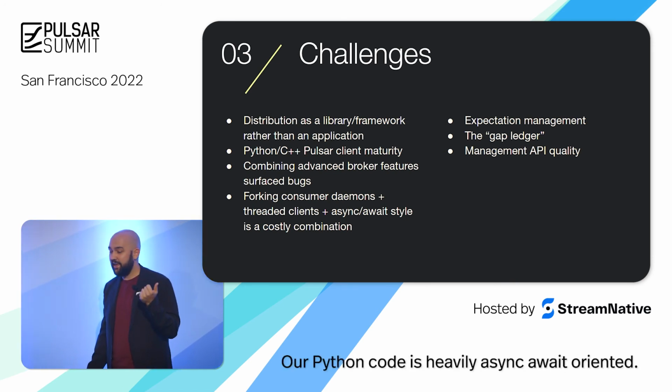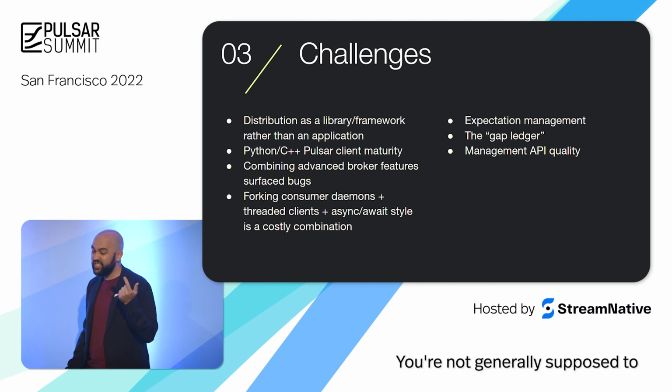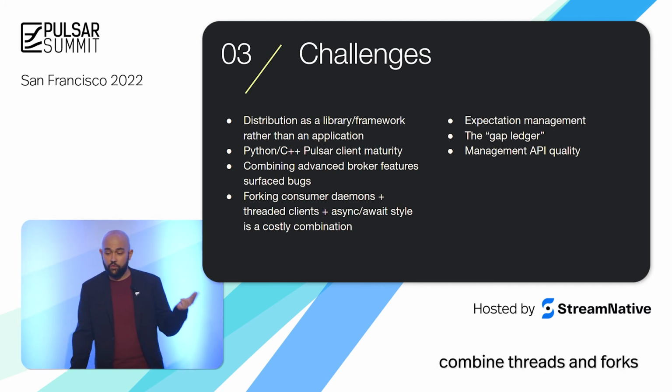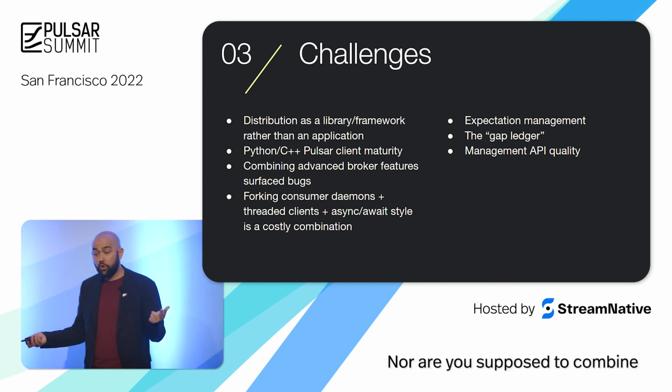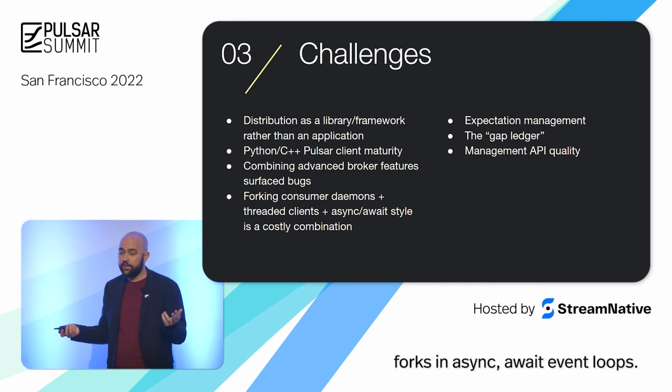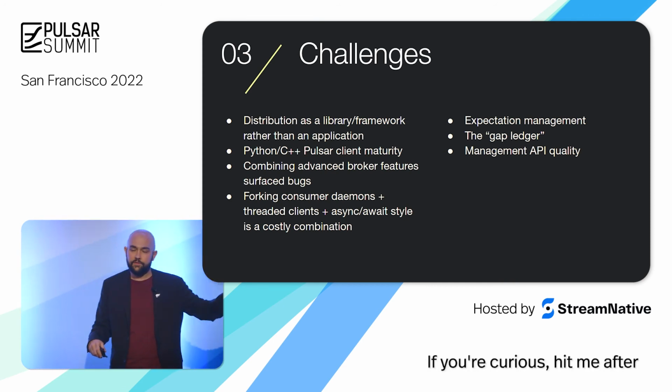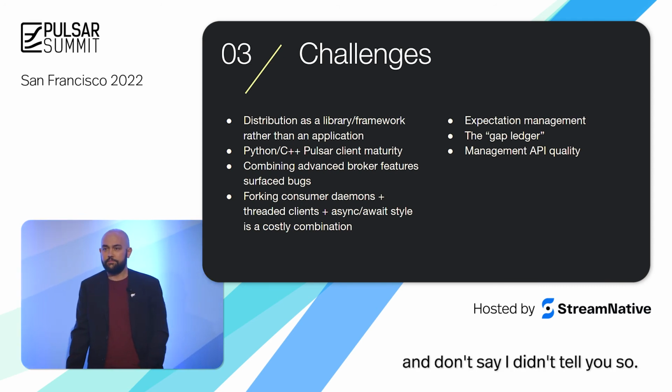Our Python code is heavily async await oriented. You're not generally supposed to combine threads and forks unless you re-exec after the fork, which we don't do because we want to share memory, nor are you supposed to combine forks and async await event loops. I could give a whole separate talk on this if you're curious. Hit me after and don't say I didn't tell you so.